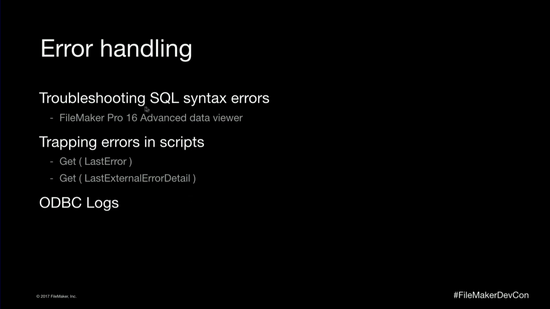Error handling, troubleshooting SQL syntax errors. The easiest way to do that now is with the data viewer in FileMaker Pro 16, so check that out. Trapping errors in your scripts is really important. You can use GetLastError to see if an error occurred after an import or an execute SQL script step. But the GetLastExternalErrorDetail function is going to give you more detailed information about the exact error that happened. If you've got an error in your SQL statement or something like that, you want to call that function immediately after your script step so that you can see what happened there. The ODBC logs are another great way to get information as well.